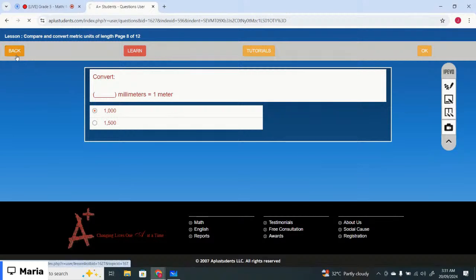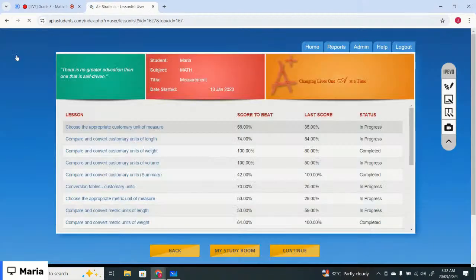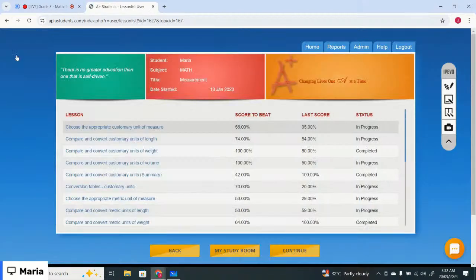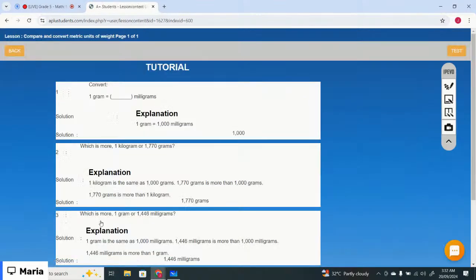Okay, you can complete the lesson by yourself later today. Let me just move on to next lesson. The next one is compare and convert metric unit of weight. We are going to start with the unit of weight, right? Okay, 1 gram equal how many milligrams?